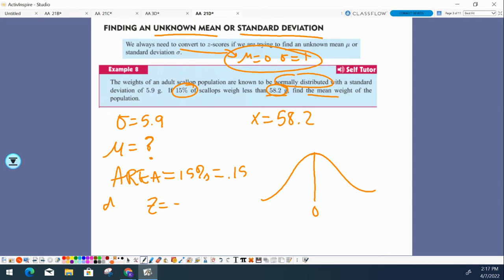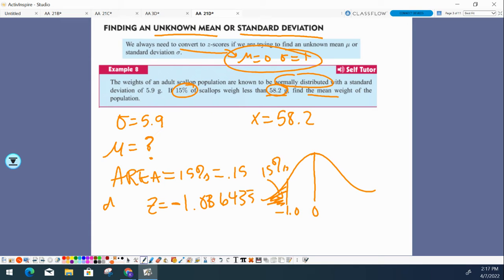So we find our z-score to be negative 1.03, and I'm going to write a few of these values down. So this should make sense. My z-score is negative, which means it's to the left of 0. Negative 1.03 is somewhere over here because that corresponds to 15% of the data. That is 15%. So that makes sense to me.